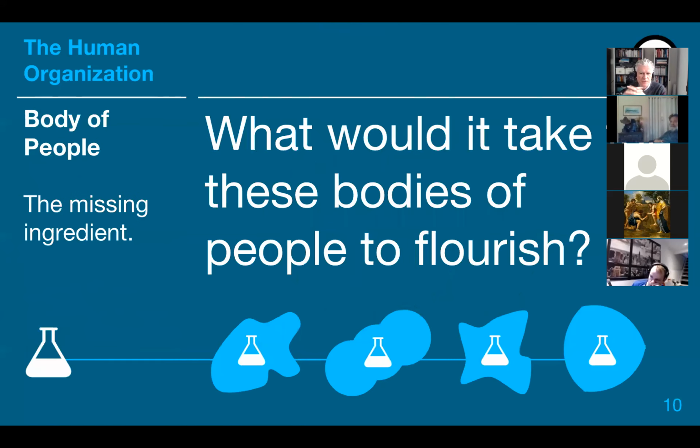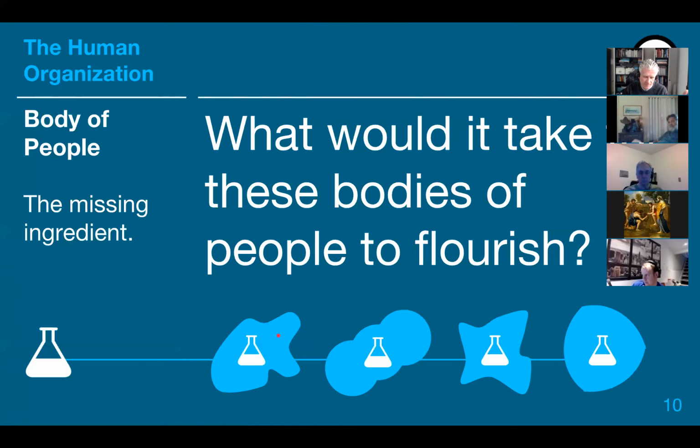All right, so here's the question now. Now we've seen this body of people, right? What's the missing ingredient here? So what would it take to actually take all of these bodies of people and then get to a more flourishing state, right? And the reason why I'm saying this, if you look at this from an isolated point of view, right? So these guys are doing something, these guys are doing something, everybody's involved in some kind of an organization, right? And some work, some don't work.